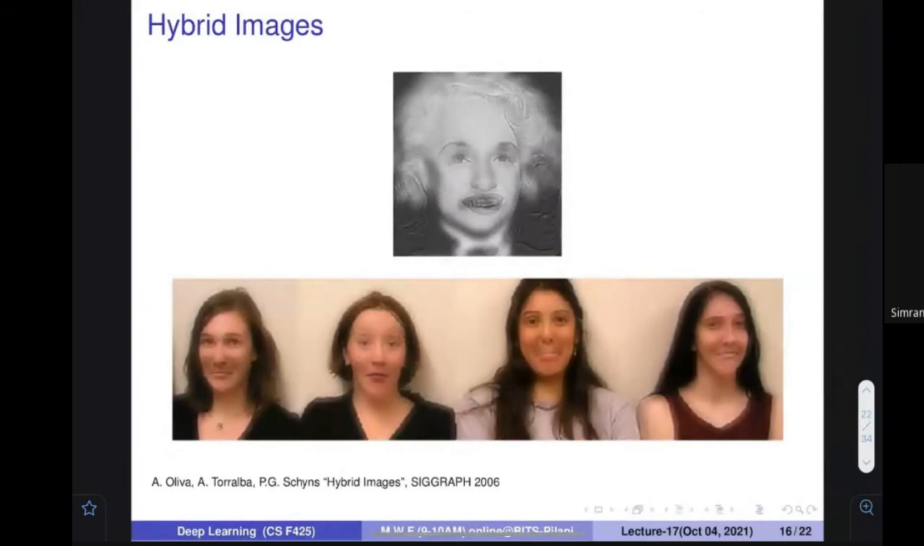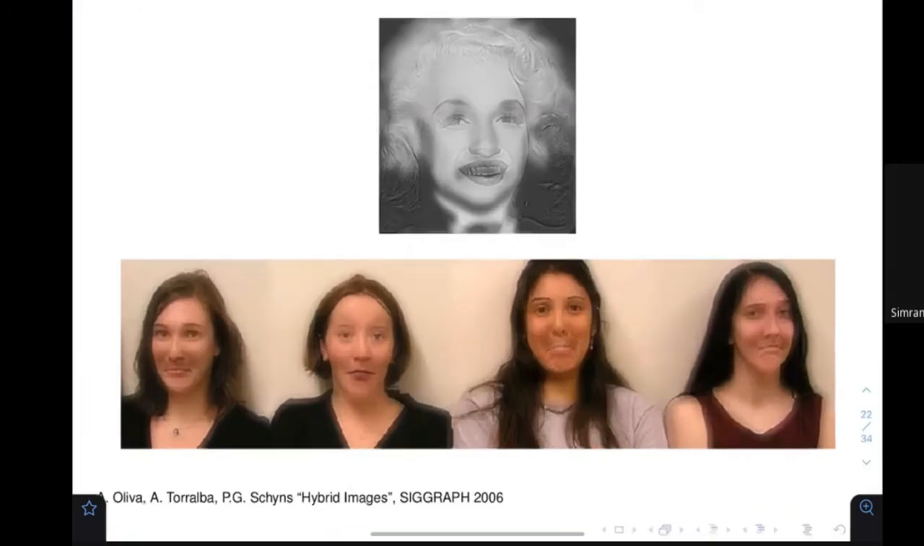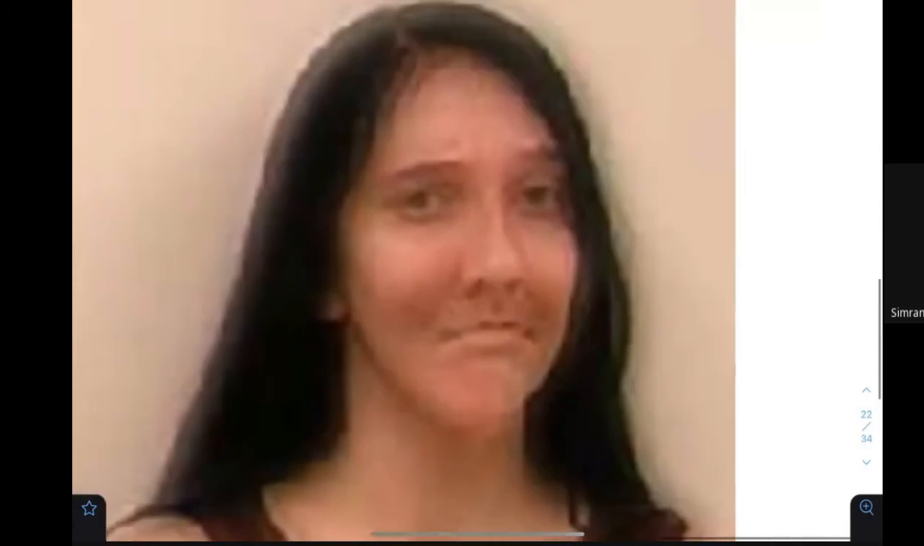Understand? Another example. Can you tell whether these ladies are happy or sad? Sad or happy? Nobody is writing. Happy. They are, yeah, they are happy. They are neutral. They are sad. Can you see? They are sad. Happy becomes sad. Sad becomes happy.